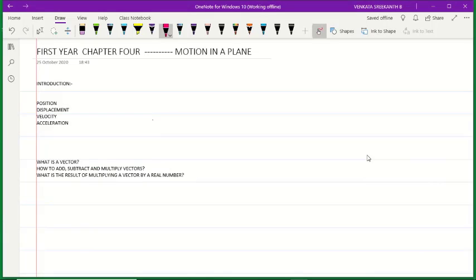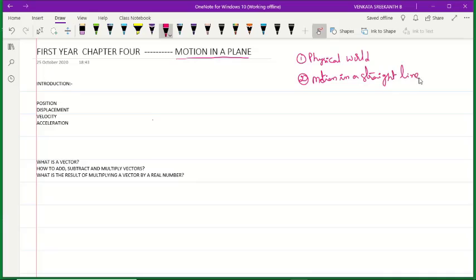Today we are going to discuss a new topic. That new topic name is motion in a plane. We completed the chapters. First one is physical world, completed. Second one is motion in a straight line. Motion in a straight line we completed.